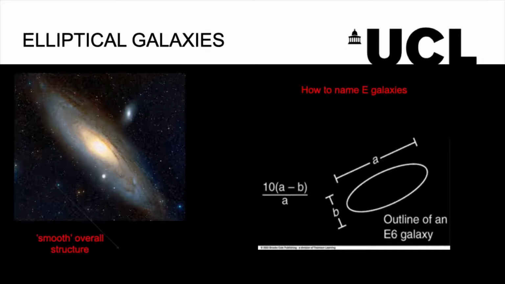of the galaxy. As we can see, there is an equation of sorts to name these galaxies using their major and minor axes: 10 times (A minus B) over A. So as we can see with this E6 galaxy, we use the minor and major axes to get that 6.